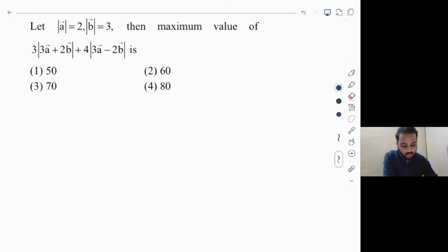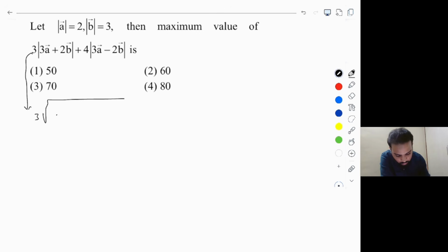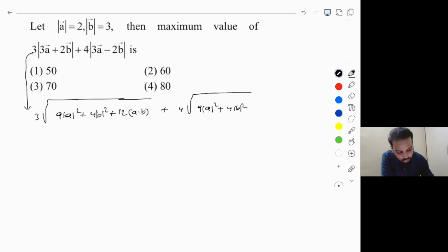The maximum value of 3 times mod of 3a plus 2b plus 4 times mod of 3a minus 2b. Let's try to expand that first of all. We know the formulas very well for this one. So it should be 3 times square root of, what is the formula for this? 9 times mod a square plus 4 times mod b square plus 12 times a dot b. And then plus 4 times square root of again 9 into mod a square plus 4 into mod b square, and again minus 12 into a dot b.